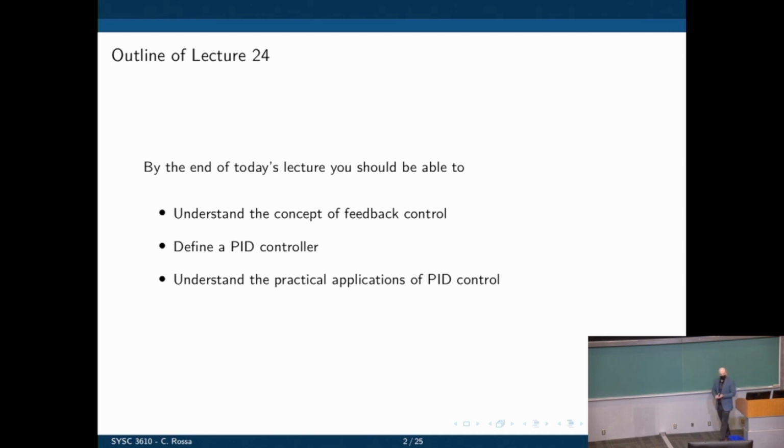So by the end of today's lecture, we want to study the concept of feedback control, the introduction to that, and define what a proportional integral derivative controller is. Who has heard of PID controllers before? Anybody here? Anybody from home? So it seems like it's a fairly new concept. Okay. And then we'll see some practical implementations of a PID controller.